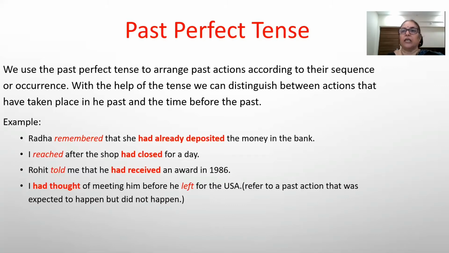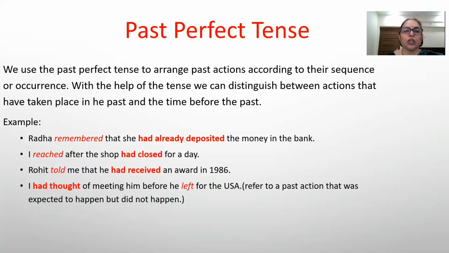I received, in inverted commas, is in past tense. Here you have to remember, when it is in inverted commas and you are converting that into past tense, you have to change that into past perfect tense. So Rohit told, now what action had taken place? He had received an award. That was the action which took place first, then afterwards Rohit told. That was the second action.